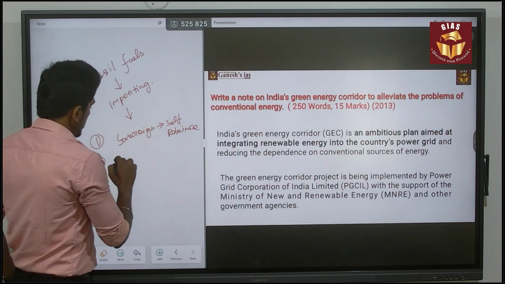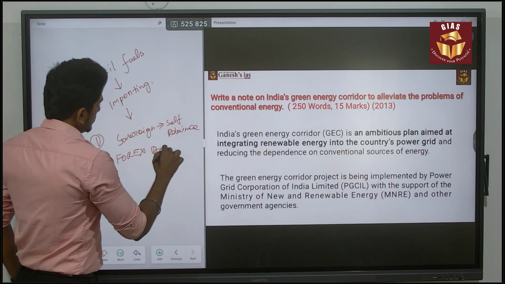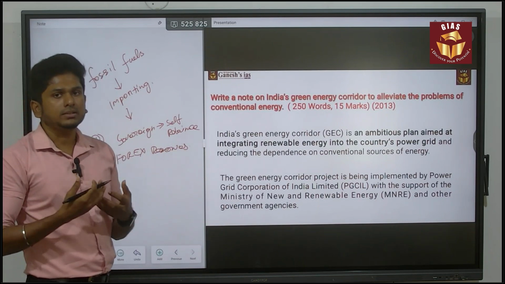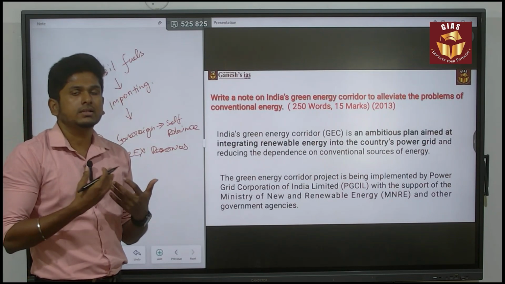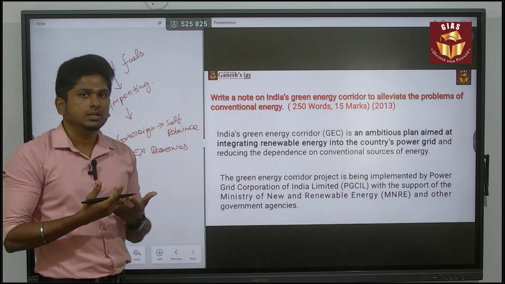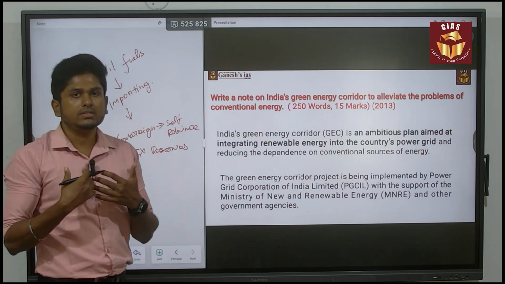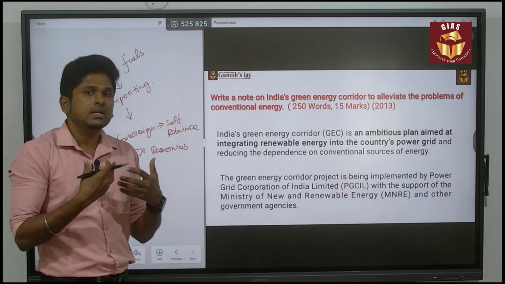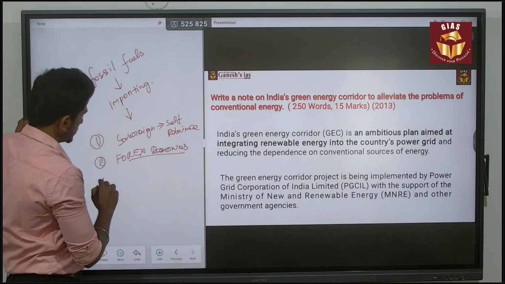Second is we are going to safeguard our forex reserve. Once you start importing, you have to pay for it. You have to pay in foreign currencies like dollars or euros or yuan. In that sense, you have to pay a lot. So that is the major concern. If you are able to produce the energy for your need, then you won't be dependent on foreign imports. So that will be the safeguard for your forex reserve. So the forex reserve will be safer.